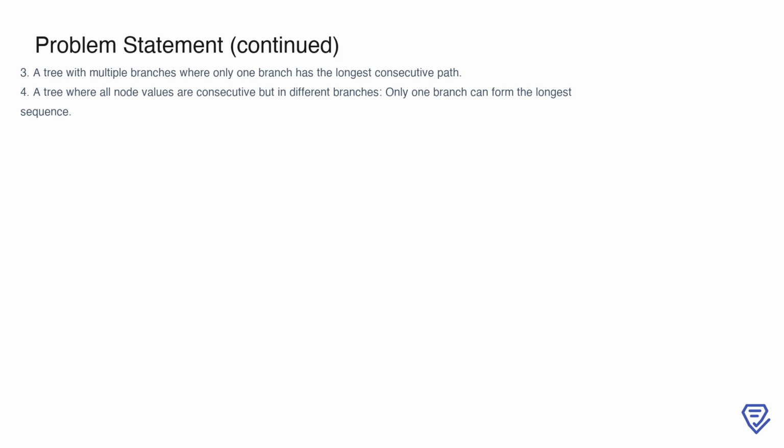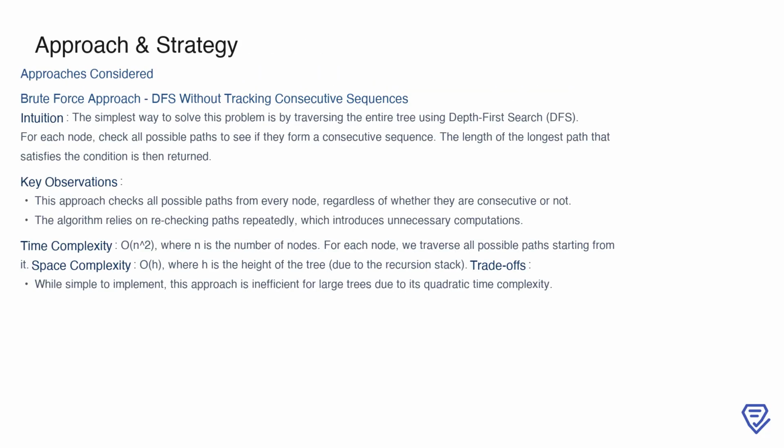In a tree where no consecutive values exist, the output will also be 1, since no valid paths can be formed. Additionally, in trees with multiple branches, only the branch that contains the longest consecutive path will determine the output. Even if all node values in the tree are consecutive, but they appear in different branches, only one branch will form the longest sequence. To begin solving this problem, one straightforward approach we might consider is the brute force method.